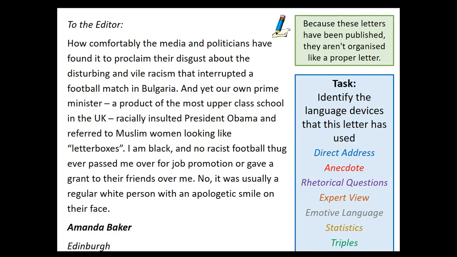Now, because these letters are published, usually a lot on one page, they don't have the organisation of a proper letter. It just says to the editor, and then it says a brief name and kind of where they're from in the country at the end. They don't use all the addresses just because there isn't room on the page.